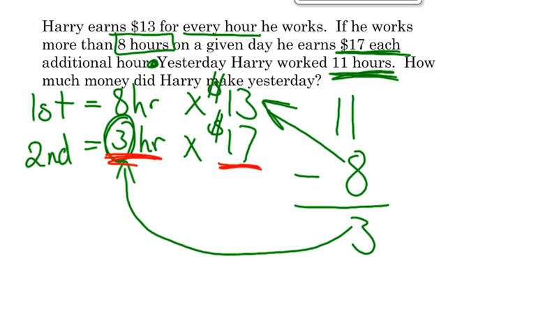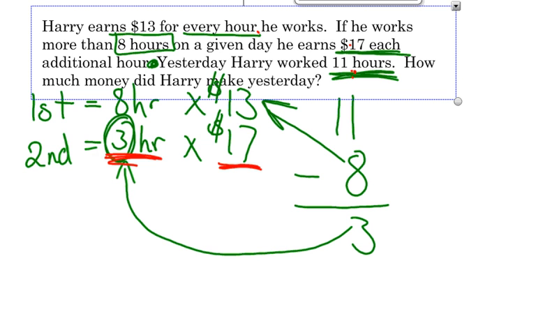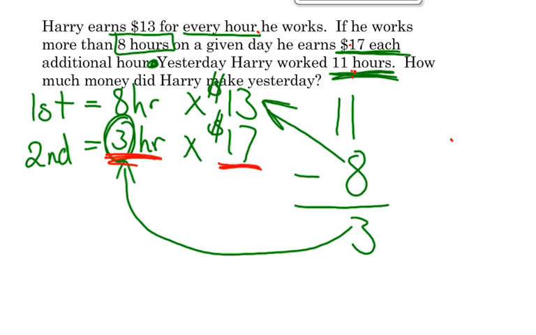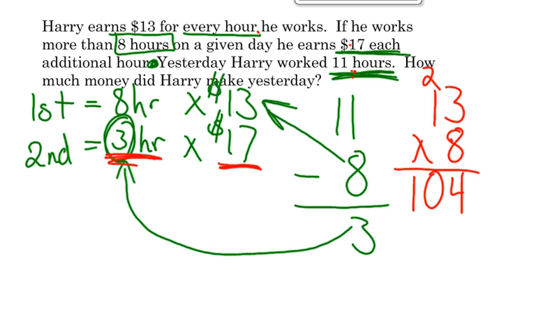Once we've figured out how we split up the hours among how he earns his money, now we can go ahead and solve. We take 13 times 8. That's going to help us figure out how much money he earned the first 8 hours. 8 times 3 is 24, 4 goes down, 2 goes up. 8 times 1 plus 2 is 10. So the first 8 hours he earned $104.